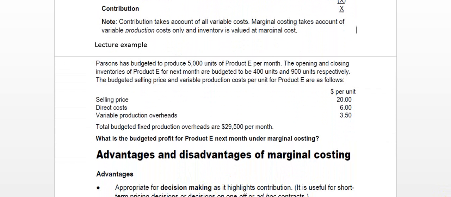We have another question there, which I would like you to attempt, before we go to the advantages and disadvantages.